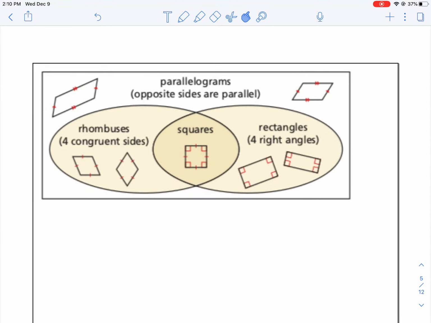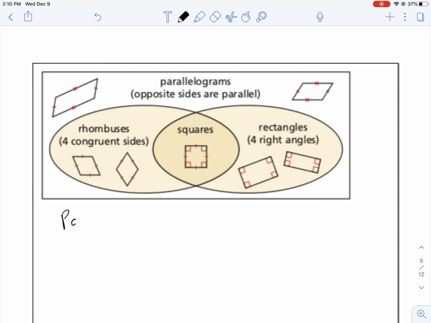Here's sort of a Venn diagram of that. So all of those shapes, the rhombuses, the squares, the rectangles, they're all parallelograms. But then the rhombus is a special parallelogram with 4 congruent sides. The rectangle is a special parallelogram with 4 right angles. And the square has both of those.